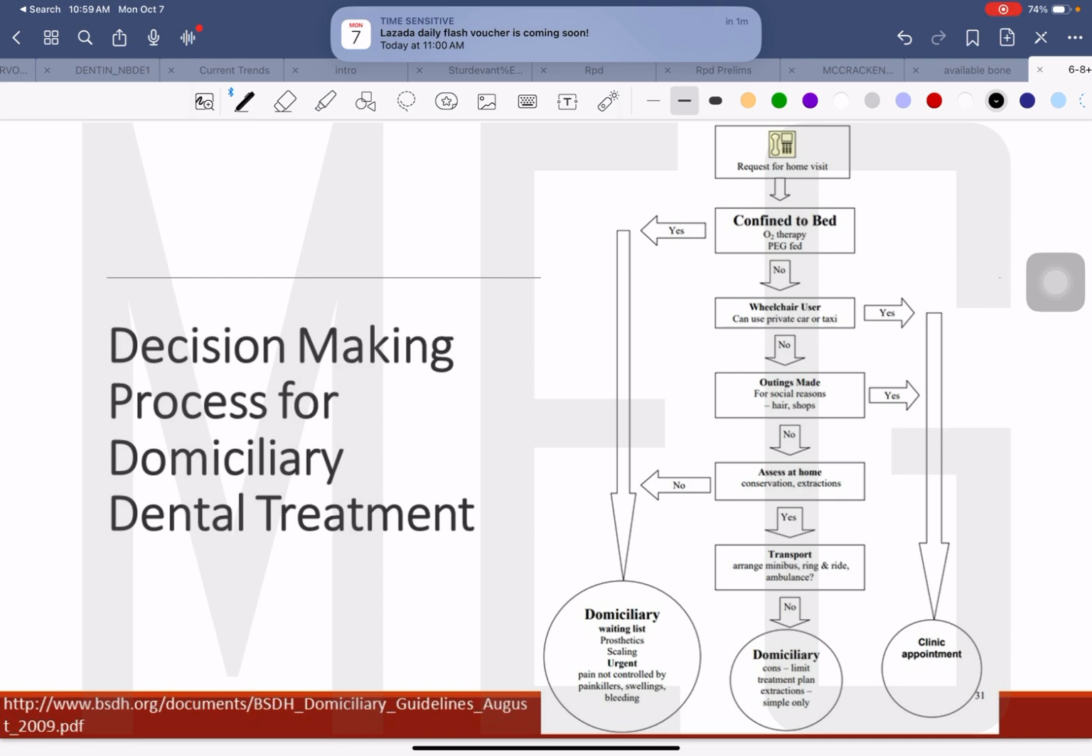If no, domiciliary. But you have to know the pros and cons because the limit of extraction is simple only. But if the extraction is, for example, third molars or impacted tooth, or you think that the RF will give you a hard time being extracted, then you do it in the hospital. Okay? You ask for a transfer with the ambulance.